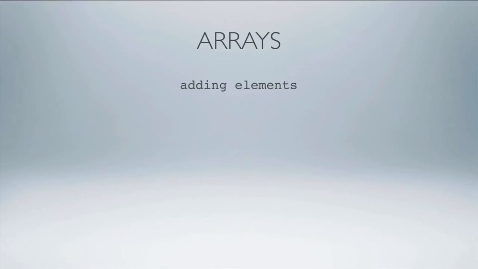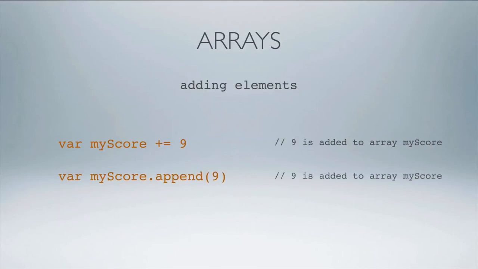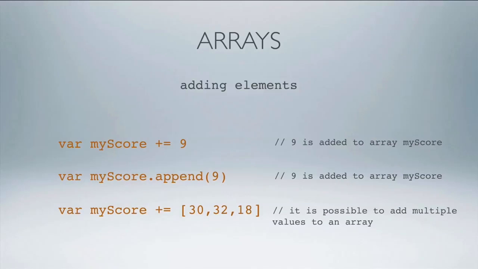It is possible to add elements to an array using the addition assignment operator or the append method. It's also possible to add multiple values with one command. Just put the values between square brackets and separate them with a comma.